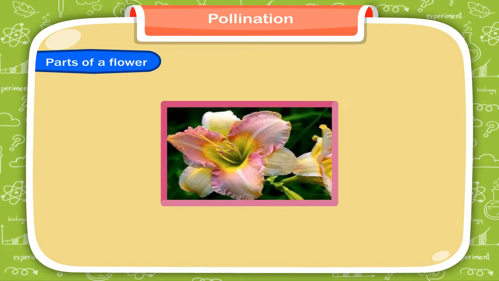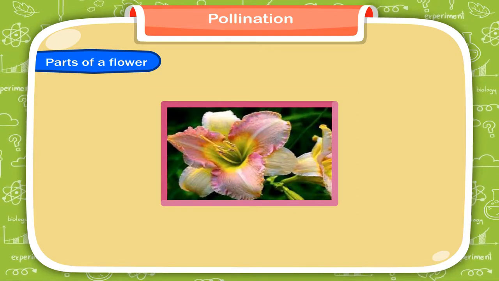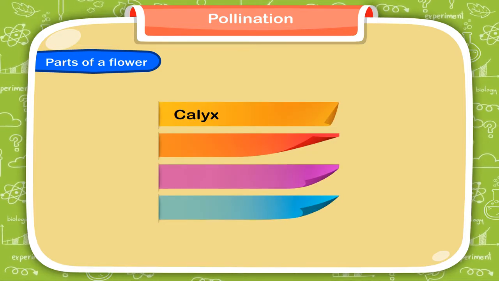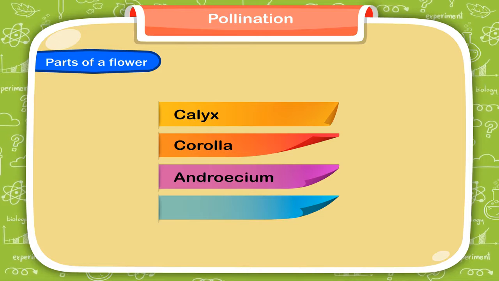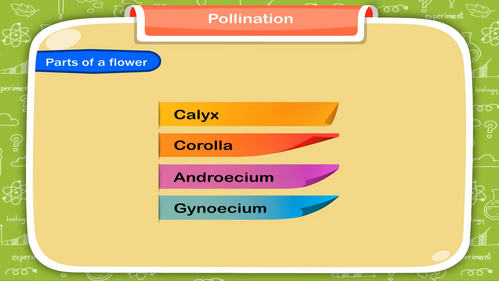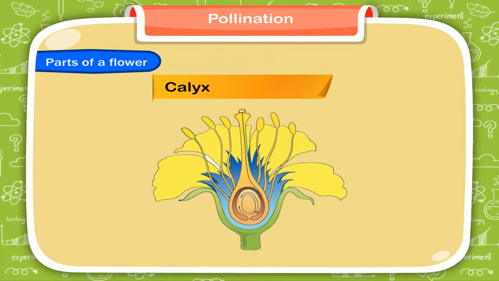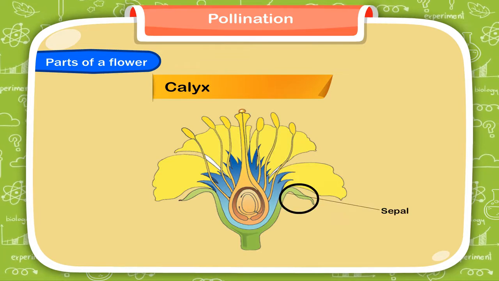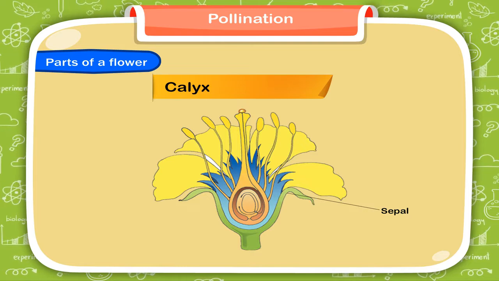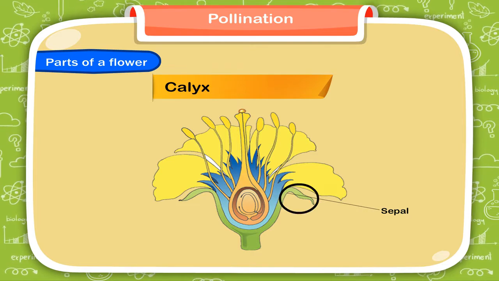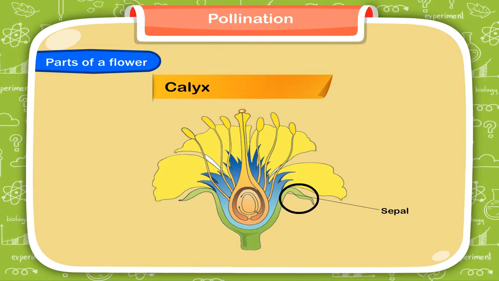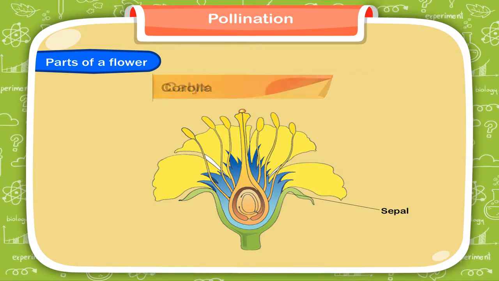The other parts of the flowers are arranged in 4 rolls. They are calyx, corolla, androecium and gynoecium. Calyx. It is the outermost roll of the flower. It consists of few green-colored leaf-like structures called sepals. They provide protection to the flower in bud condition.